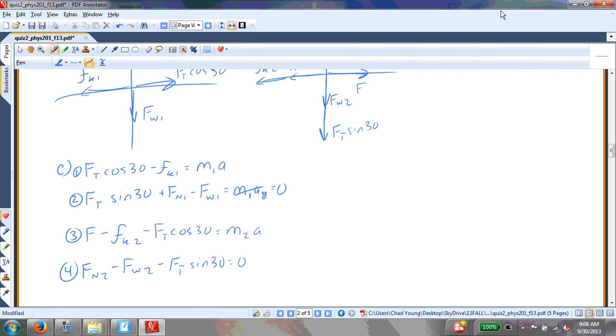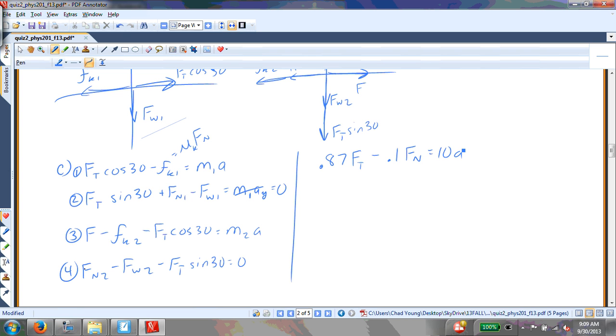I'm going to write out these equations just with the numbers. So I rewrite each of these, putting in the numbers that I know. So 0.87 Ft, that's cosine 30 is 0.87, minus 0.1 Fn1, right? Because I know that Fk is equal to mu Fn. Right, so equals 10A.